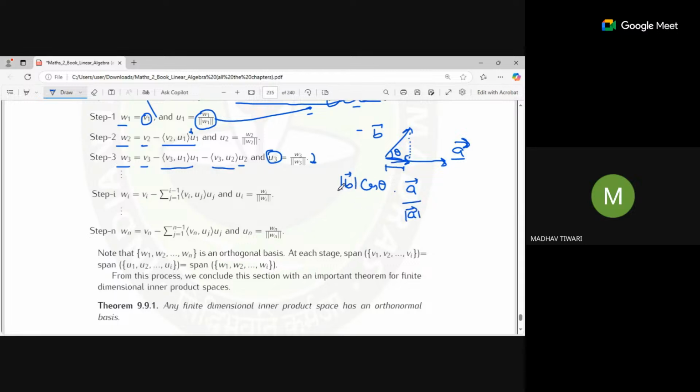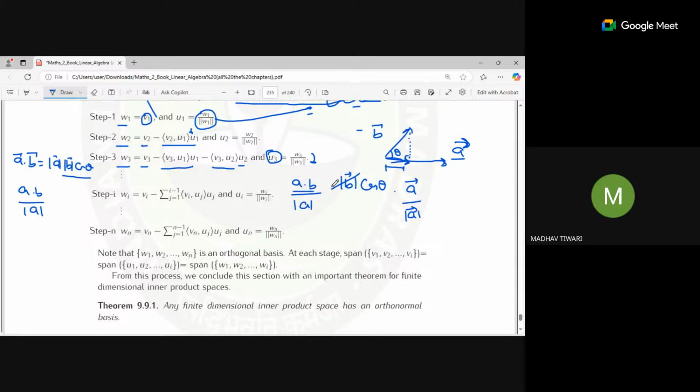Okay. Now this B vector cos theta, if you are aware that A vector dot B vector is nothing but A's magnitude times B's magnitude cos theta, or length of A times length of B cos theta. So this B cos theta I can get as A dot B by A's magnitude. So I can remove this and write here A dot B divided by magnitude of A.